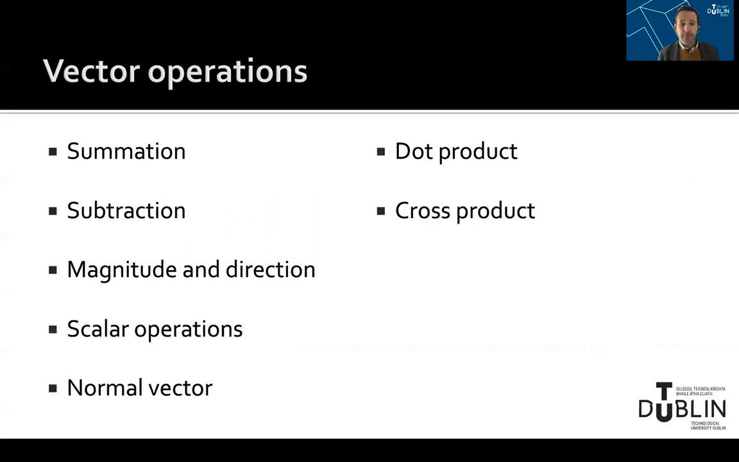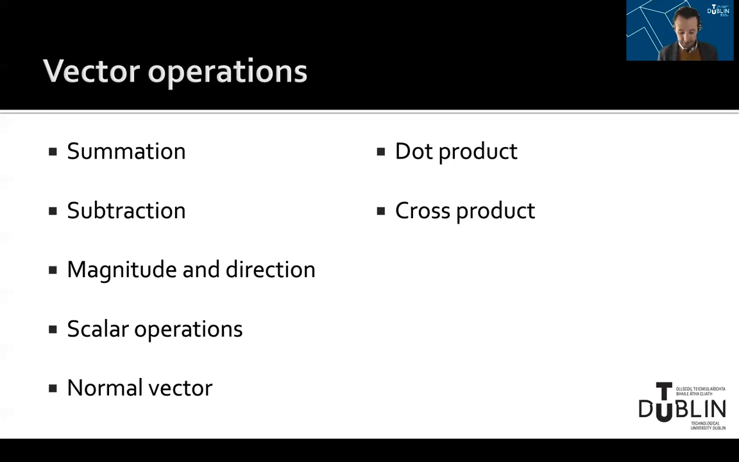Now, the operations that are very simple and work in 1, 2, and 3 dimensions are summation and subtraction. Even kind of scalar operations work. Magnitude and direction don't work in 1D because there's no direction, but there is magnitude. In 2D, you have a magnitude and 1 direction. 3D, you have a magnitude and 2 directions. 4D, magnitude and 3 directions.